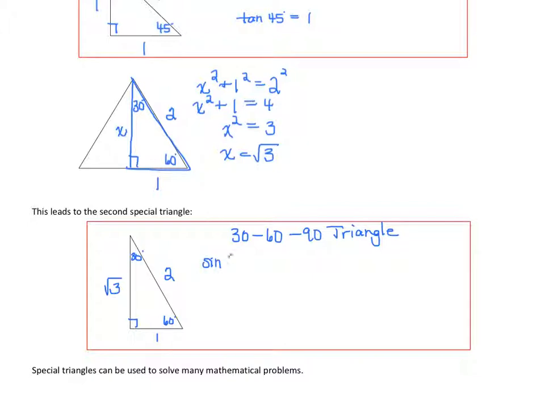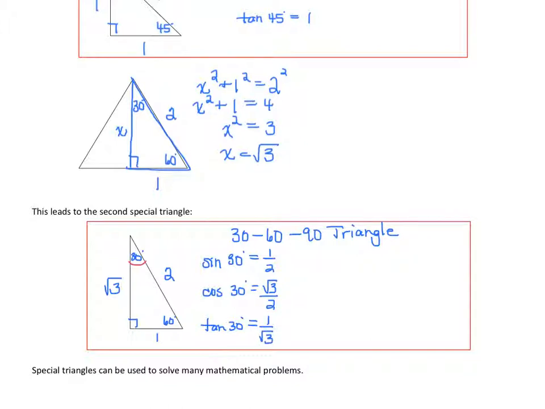So starting with the 30-degree angle, sine 30. Now remember, we are looking relative to the 30-degree angle. Okay, so sine 30 would be opposite over hypotenuse, so 1 over 2. Cosine 30, adjacent over hypotenuse, root 3 over 2. Tan 30, opposite over adjacent, 1 over root 3.